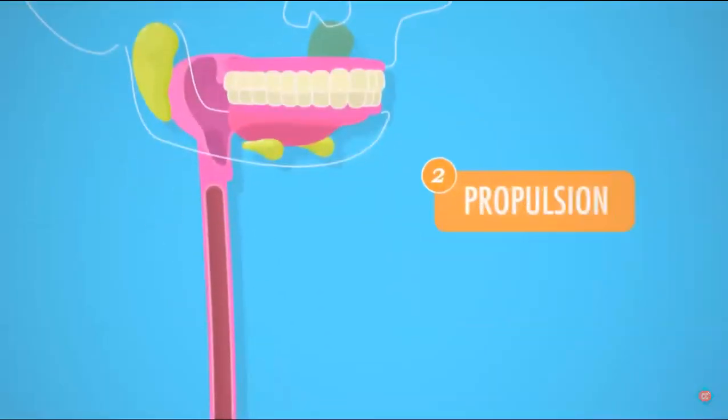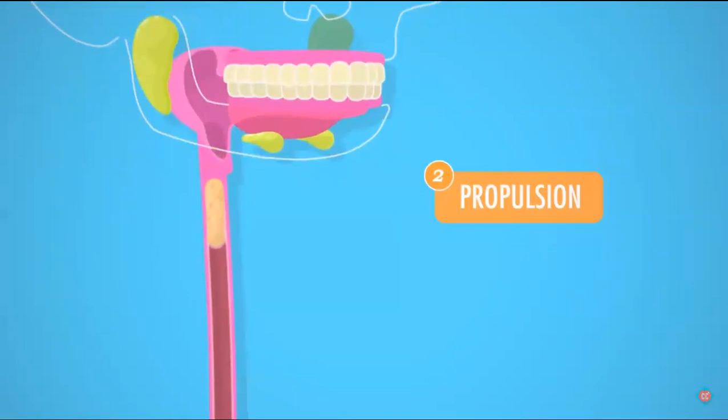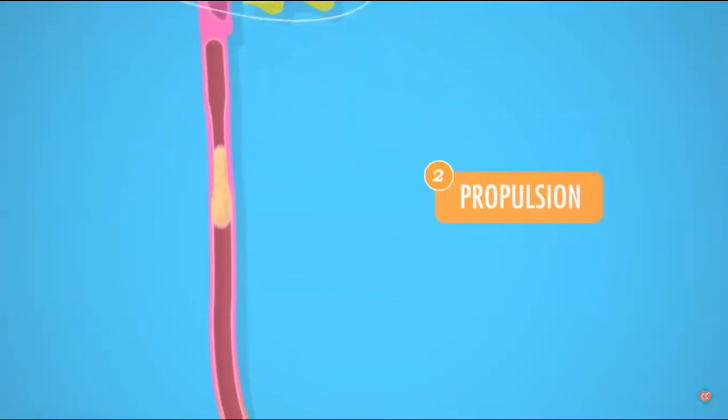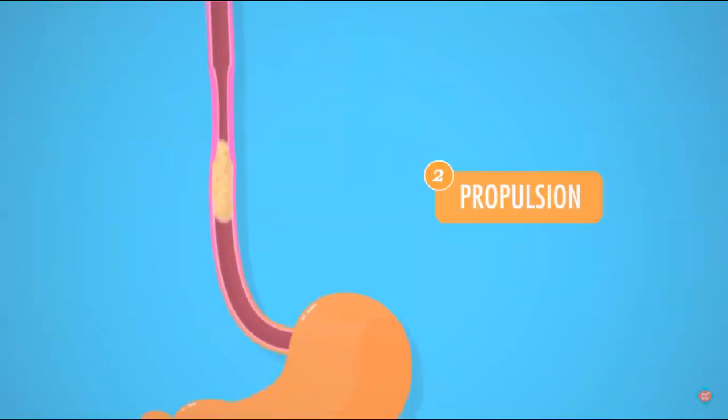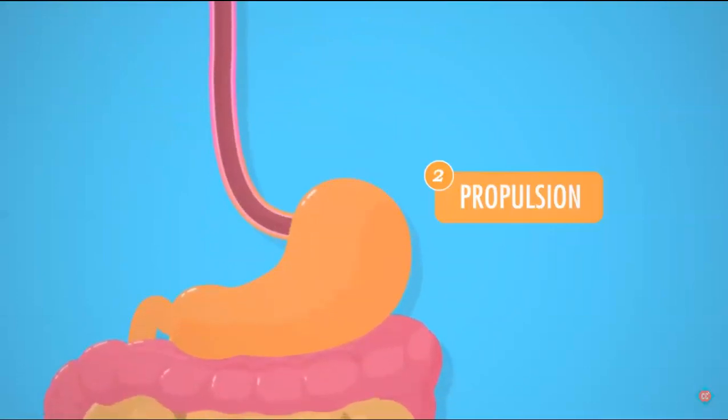This stage is called propulsion, and its initial mechanism is swallowing, which, as you know, is a voluntary action, but then it's quickly turned over to the involuntary process of peristalsis. In peristalsis, the smooth muscles of the walls of your digestive organs take turns contracting and relaxing to squeeze food through the lumen, or cavity, of your alimentary tract.